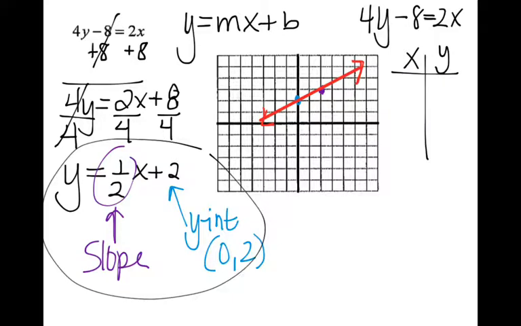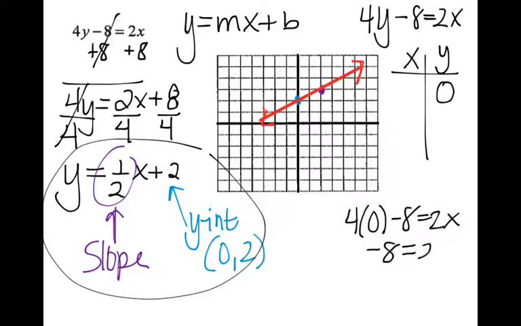So let's pick an x, or pick a y, it doesn't matter. Because my 4y minus 8 is on the left, let's just pick some y's. You'll see why I say that in a second. So let's say y is 0. If I substitute it, then I'll get 0 minus 8, so -8 equals 2x, divide by 2, and x would equal -4.